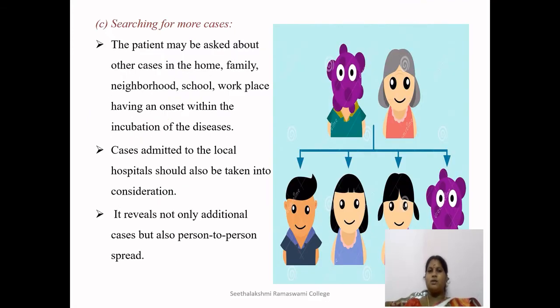Next one is searching for more cases. Other infected cases are searched by asking the patient if he knows of other cases in the home, family, neighborhood, schools or workplaces having onset within the incubation period of the disease. The cases attending the local hospital should also be taken into consideration. This may reveal not only additional cases but also person-to-person spread.